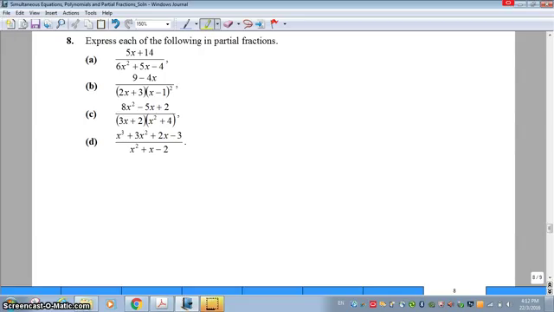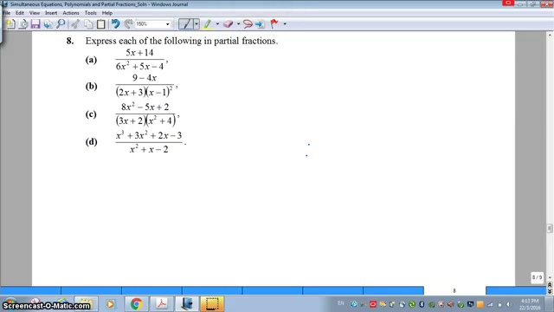The definition of a proper fraction is the degree of the numerator must be strictly less than the degree of the denominator. By looking at the degree, we are looking at the highest power. So the highest power, or in other words known as the degree of the numerator, is 1. The degree of the denominator is 2. Since degree of numerator is less than degree of denominator, this is a proper fraction. We can get started with our partial fraction.